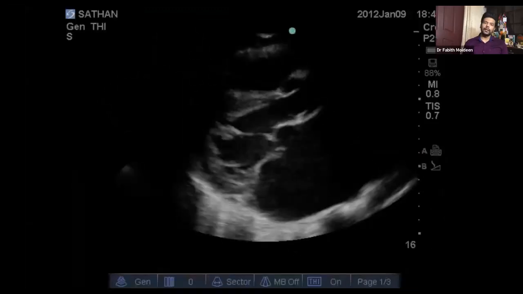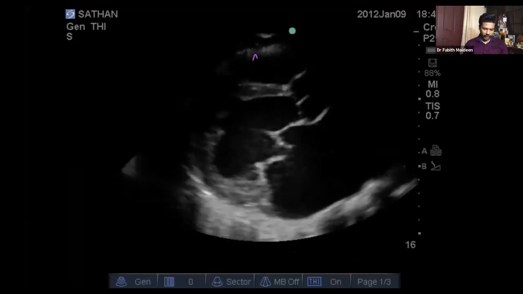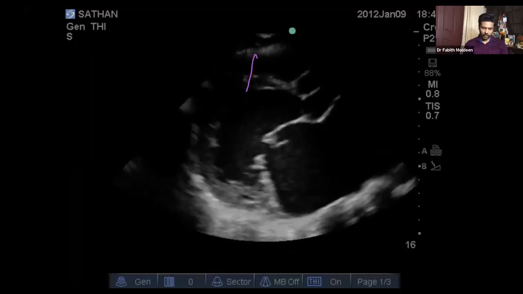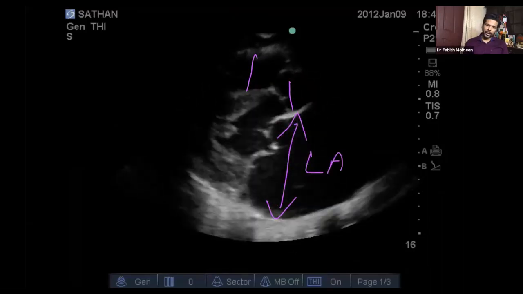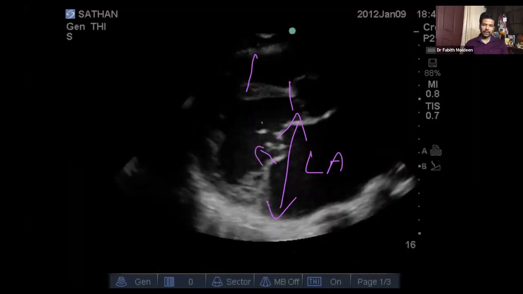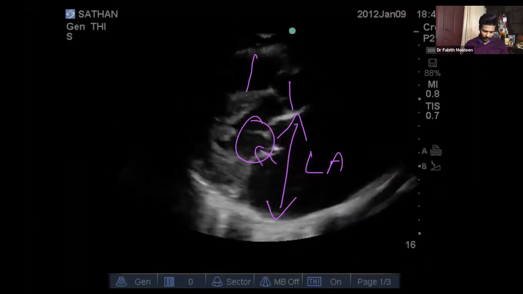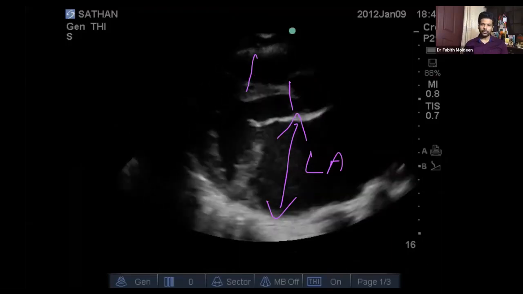All right. Now this is the third image where you can see that RV is okay. Aorta is okay, but the problem is with the LA. LA is dilated. Now, why is the LA dilated? There is a problem here. You can see that there is a mitral stenosis where the blood is not going to go to the LV. Okay, so that's the reason.